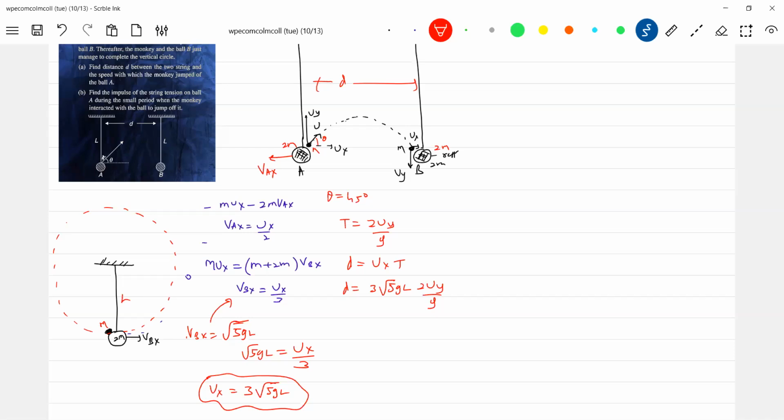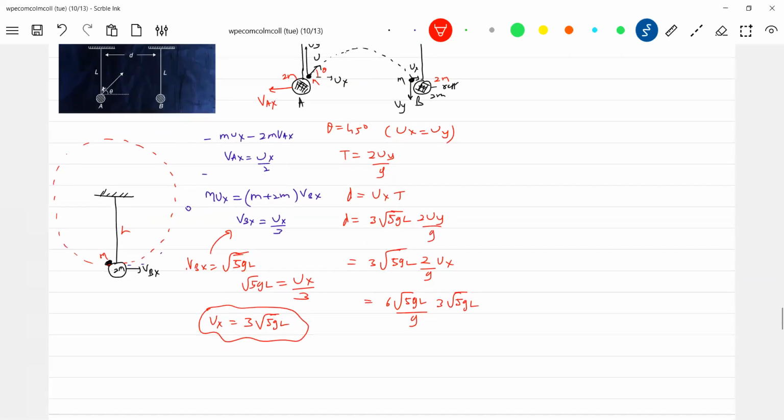Any relation between u_x and u_y? Theta is 45 degrees, so they are equal. As theta is 45 degrees, u_x equals u_y. So 2 by g, and this is u_x. One more time: 6 by g, u_x is 3 root 5 gL. 6 times 3 is 18, 18 root 5 times gL over g gives 90L. So d is equal to 90L.